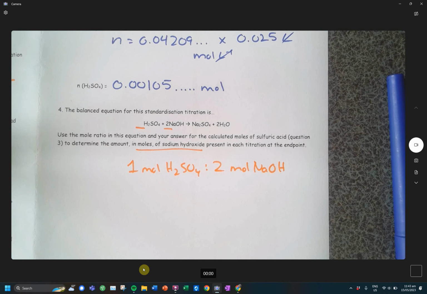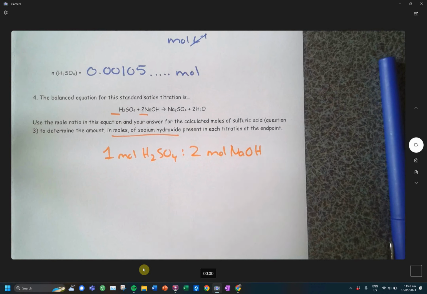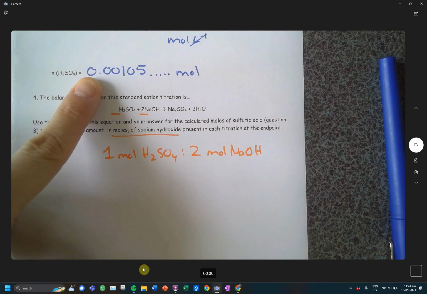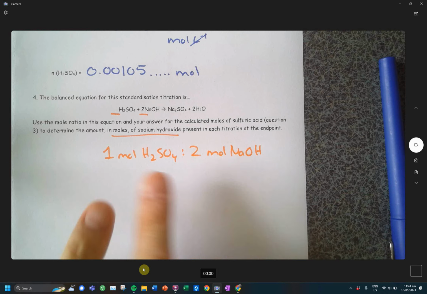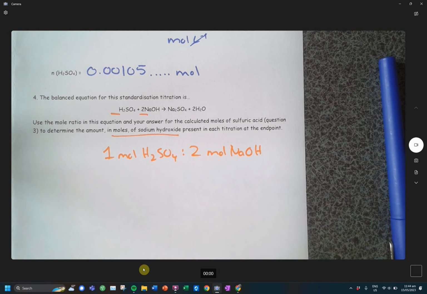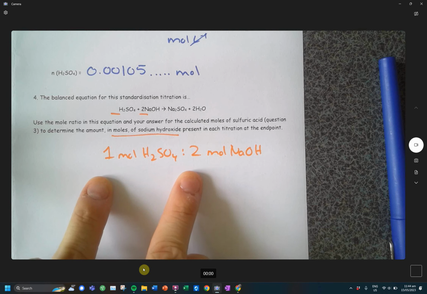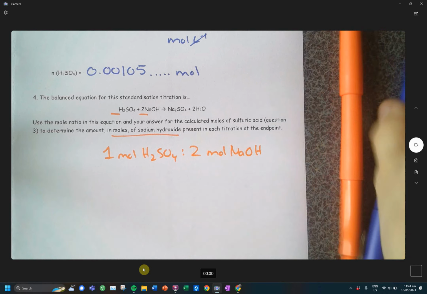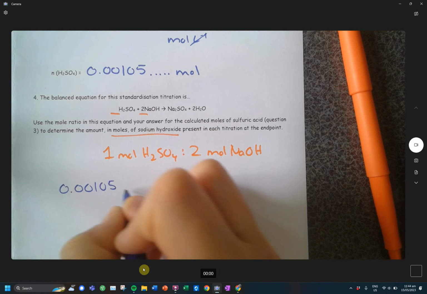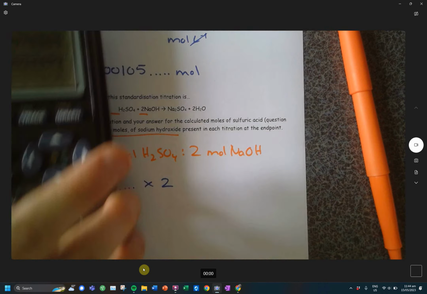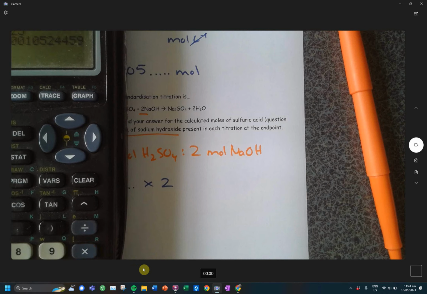Are we okay with that so far? So if I had this number, am I going to multiply or divide by 2? Based on this ratio here. Do I need half as much or twice as much to neutralize this sulfuric acid? Twice as much. So times it by 2. So I'll take that 0.00105 times it by 2, and that's how much I would need in order to neutralize it.